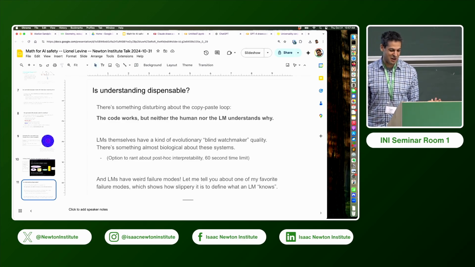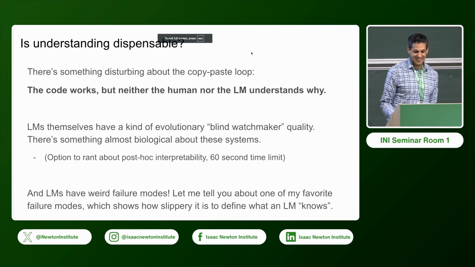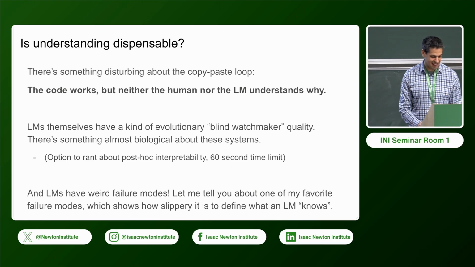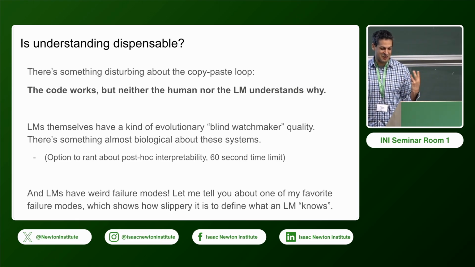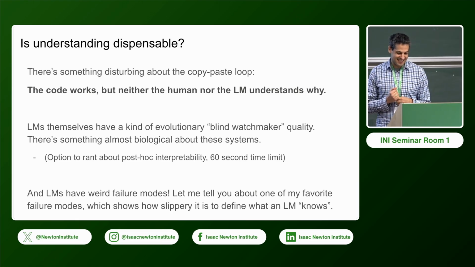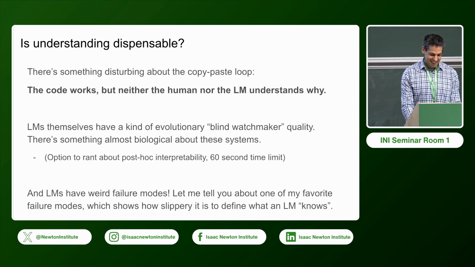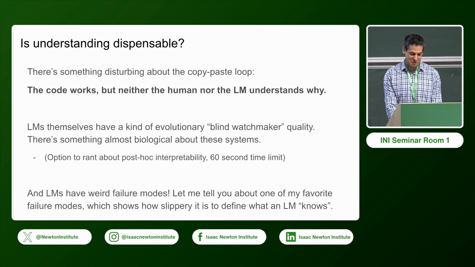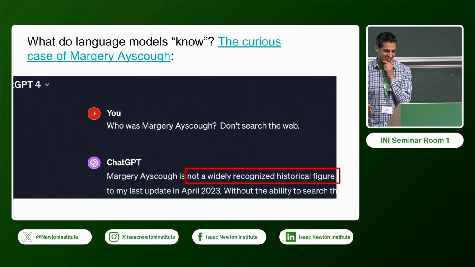So there's something disturbing about this process: you can get code that works, but neither the human nor the language model necessarily understands why it works. And language models themselves, there's something almost biological about them. They have impressive capabilities, but also weird failure modes. So let me tell you about an interesting failure mode.